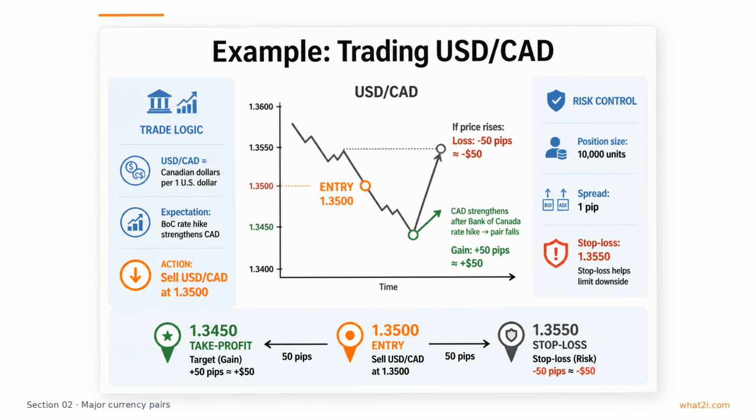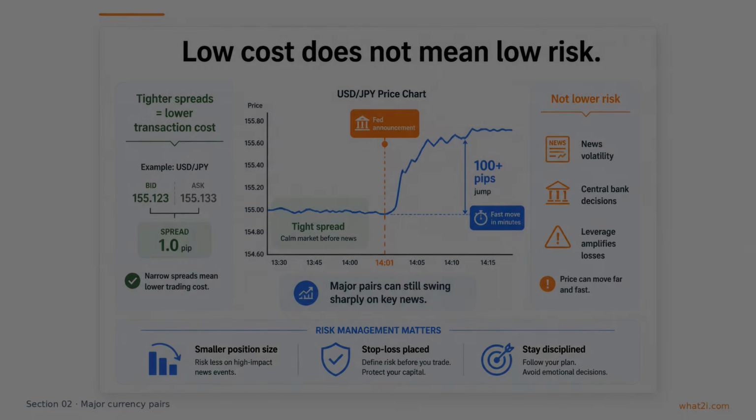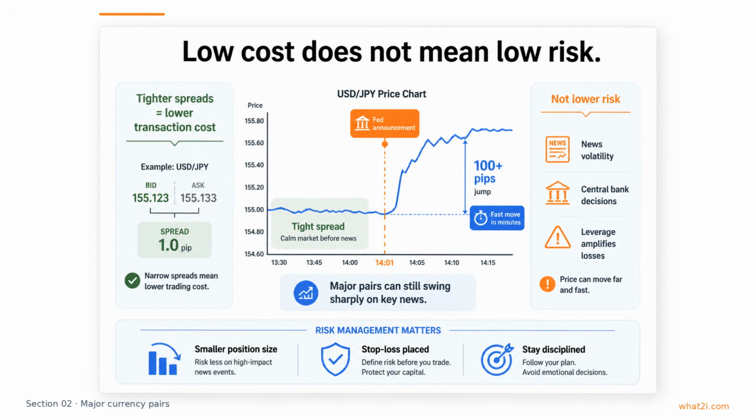A stop loss matters here because even a sound macro idea can move against you before it works, or fail entirely. One important caution is that low trading cost does not mean low risk. Major pairs often have tight spreads, but they can still move very quickly around central bank decisions, inflation reports, jobs data, or other major events.